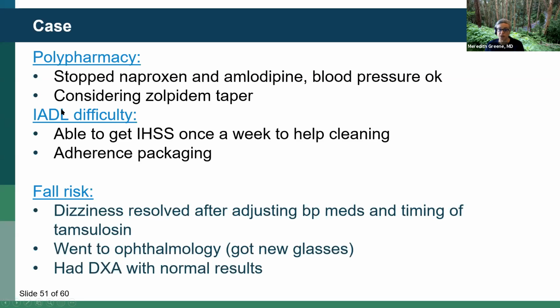He also had difficulty with some of his IADLs. So you were able to get in-home support services to come once a week and help with cleaning his apartment. You were able to get him adherence packaging after you made these changes to his medications to help with his adherence from his pharmacy. His dizziness stopped after you adjusted the blood pressure medications and you ensured he was taking the tamsulosin at night. He went to ophthalmology and he got new eyeglasses, and he also had a DEXA scan that turned up normal.